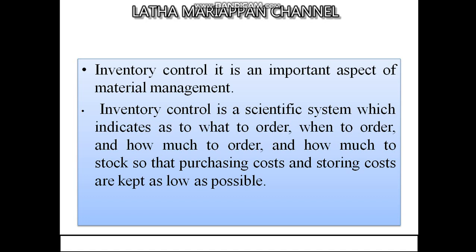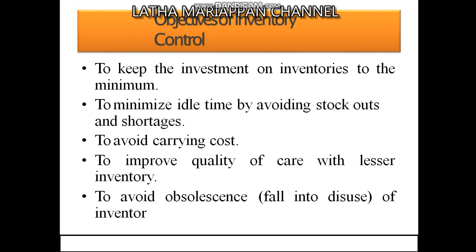Inventory control is a scientific system which indicates what to order, when to order, how much to order and how much to stock, so that purchasing cost and storing cost are kept as low as possible. We already discussed what to order, that is economic order quantity, and when to order, the reorder point, with the help of certain calculations. You can refer to my previous lecture video.